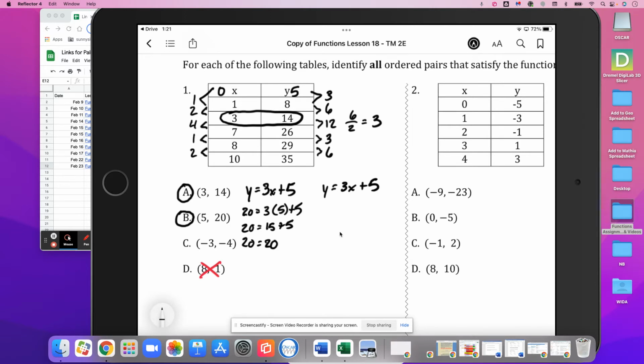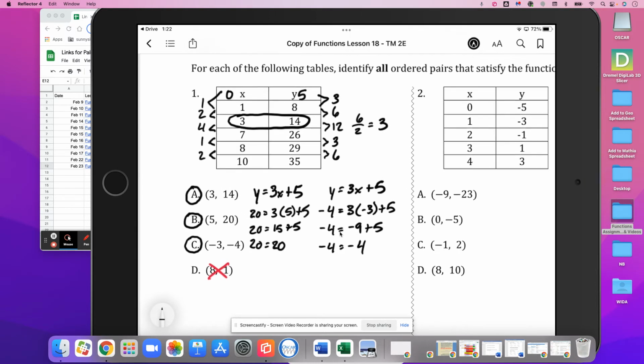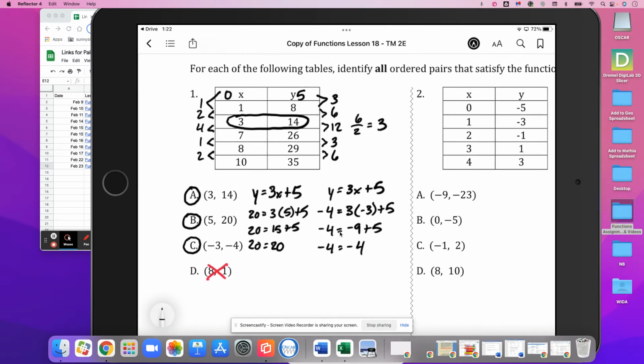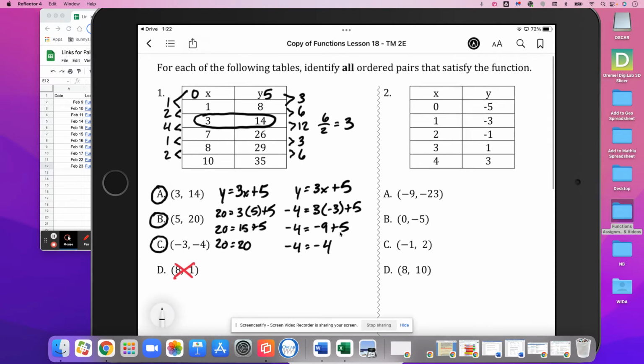The next one we have is negative 3 and negative 4. So negative 4 is our y value, and negative 3 is our x value. And we've got negative 4 equals negative 9 plus 5. So negative 4 equals negative 4. Yes, C does satisfy the function. That would end up in our table if we were to extend the table. I'll leave this here for a moment for people to take notes and such, if that's something you need to do, and move on to 2.